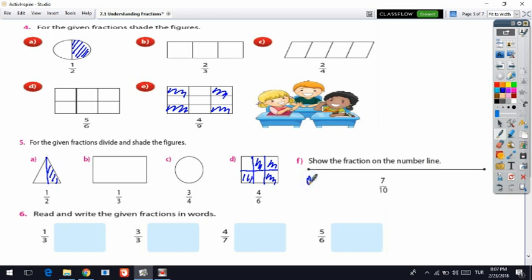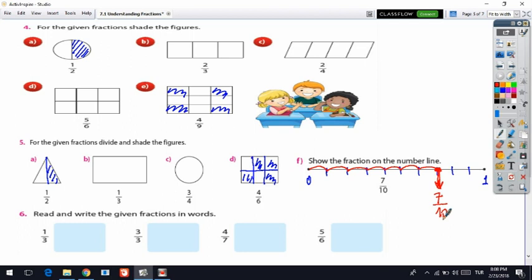Okay, show the fraction on the number line. First of all, where you start, you write 0. Where you finish, you write 1. Okay, now we have 7 over 10. 10 tells you 10 equal parts will be between 0 and 1. 1, 2, 3, 4, 5, 6, 7, 8, 9, and 10. Okay, now let's choose the 7th. 1, 2, 3, 4, 5, 6, 7. Here is 7. Okay, here is 7 over 10.